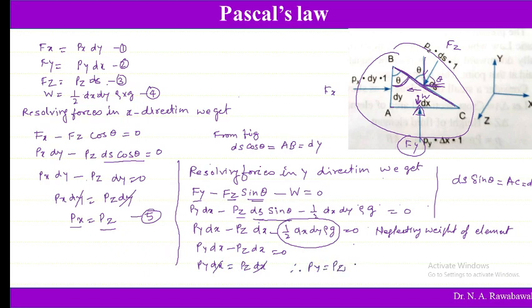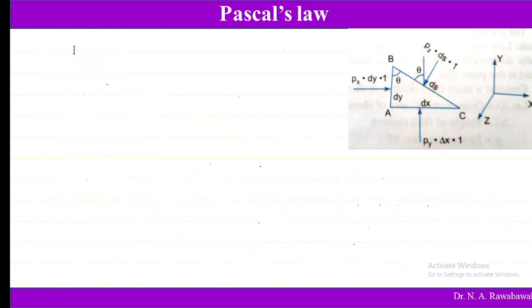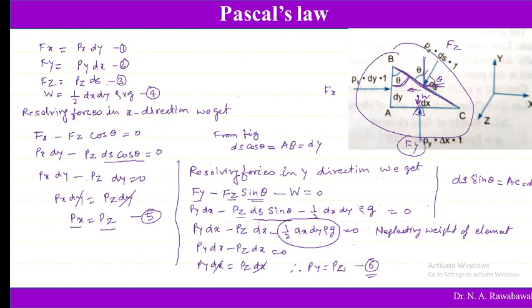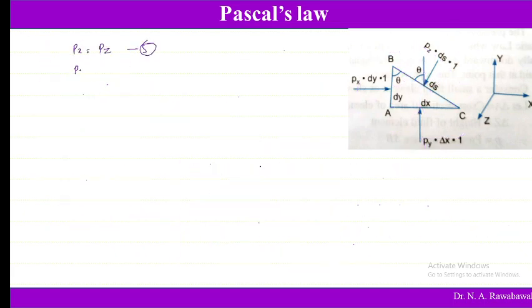So now what do equation number 5 and 6 say? Equation number 5 says Px is equal to Pz, and equation number 6 says Py is equal to Pz. So from equation number 5 and 6, we can say that Px is equal to Py is equal to Pz. So this is equation number 7.